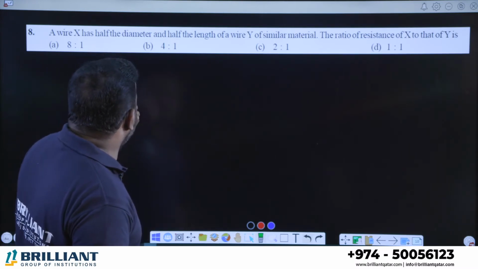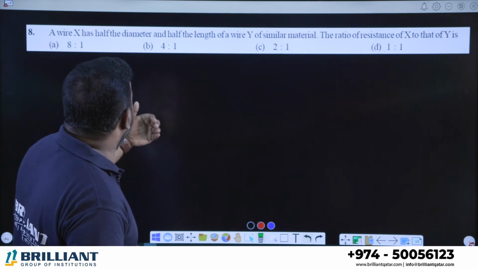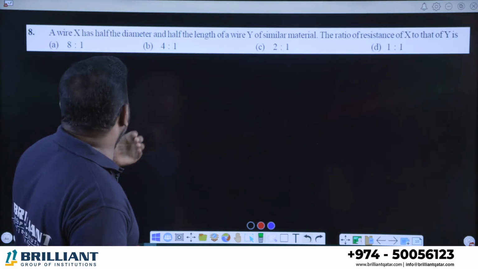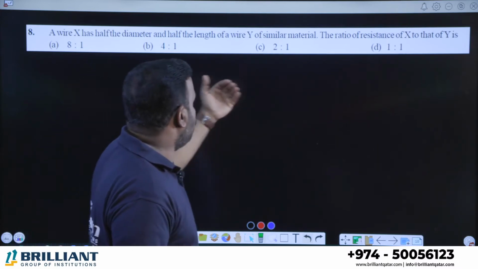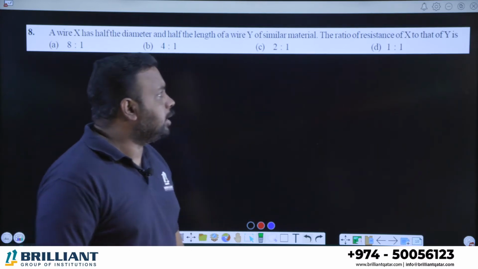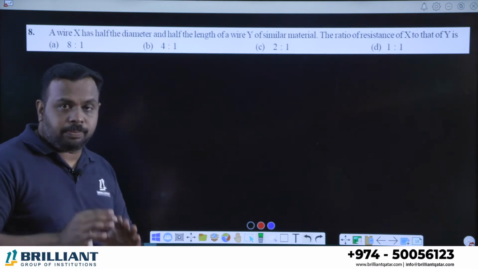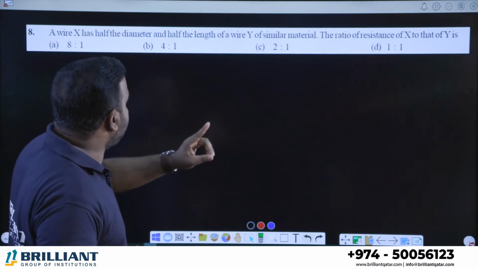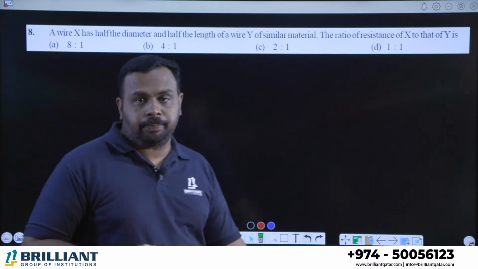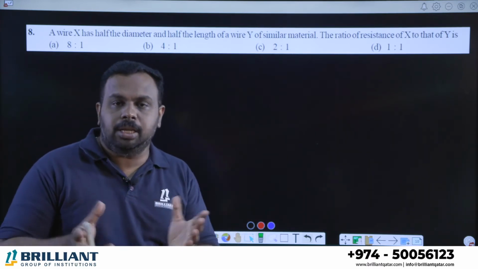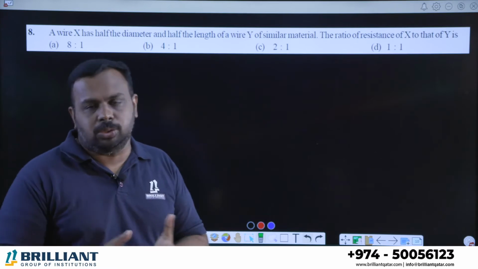Wire X has half the diameter and half the length of wire Y of similar material. The ratio of resistance of X to that of Y is? Here, the important point to note is that they are similar material. X and Y are similar material. That means if X is copper, Y is also copper.